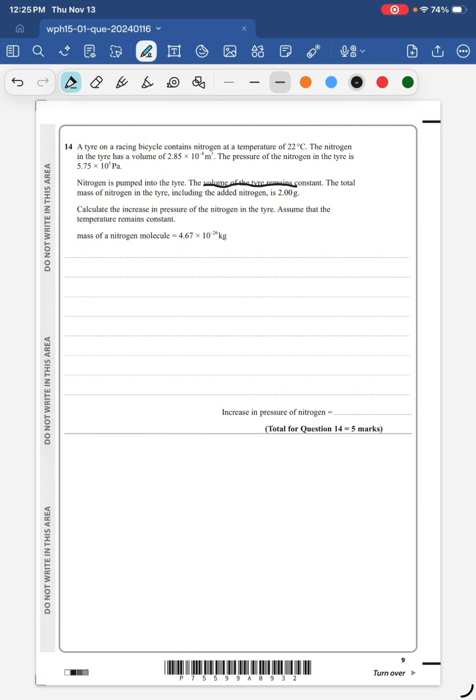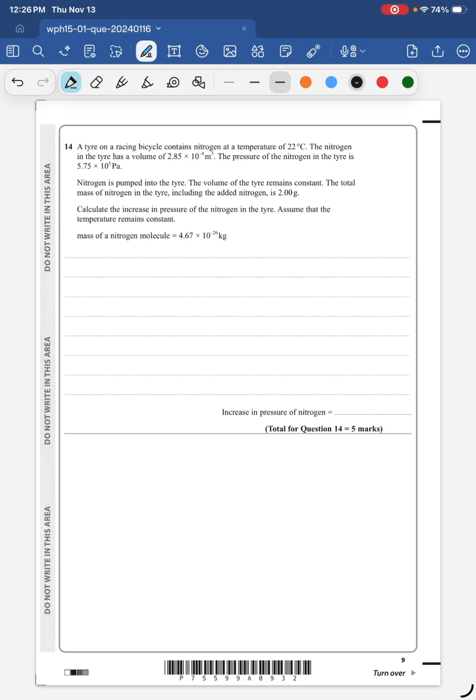This one, the constant volume. The total mass of nitrogen in the tire, including the added nitrogen, is 2 grams. Okay, for the total. Calculate the increase in pressure of the nitrogen in the tire. Assume that the temperature remains constant. Okay, and they give us the mass of a nitrogen molecule.